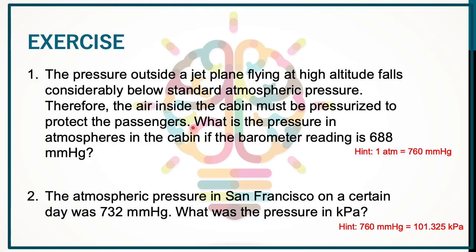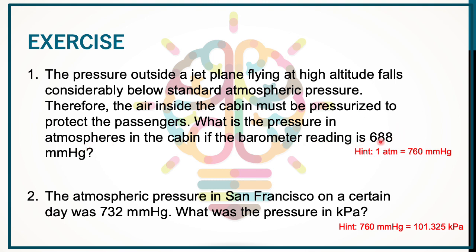Okay, these are exercises for conversion units of pressure. You should try these exercises. I already gave the hint here. So, you need to convert. For example, for the first one, the pressure outside a jet plane flying at high altitude falls considerably below standard atmospheric pressure. Therefore, the air inside the cabin must be pressurized to protect the passengers. So, what is the pressure in atmosphere in the cabin if the barometer reading is 688 millimeter mercury?